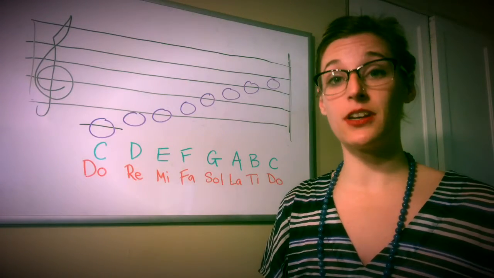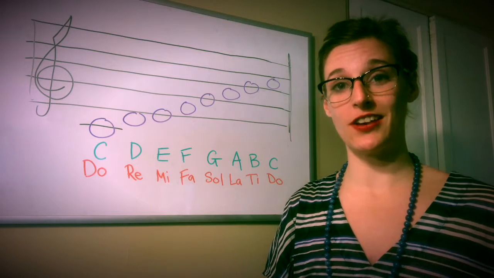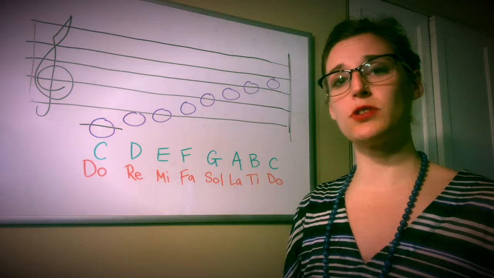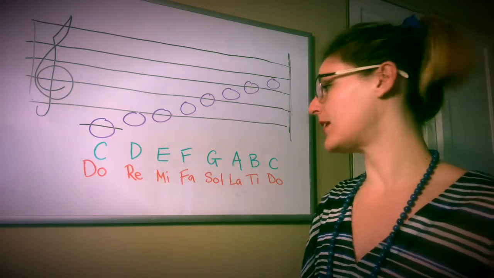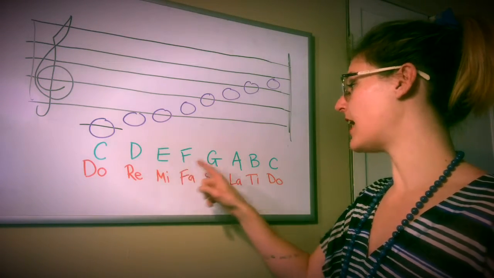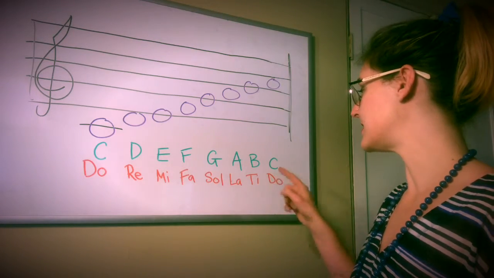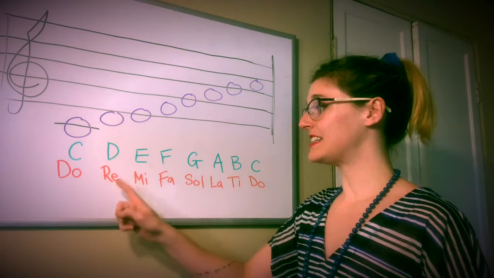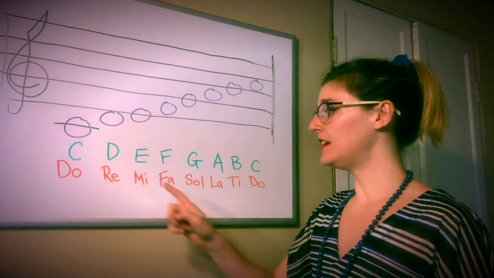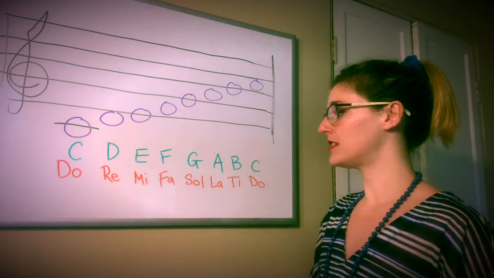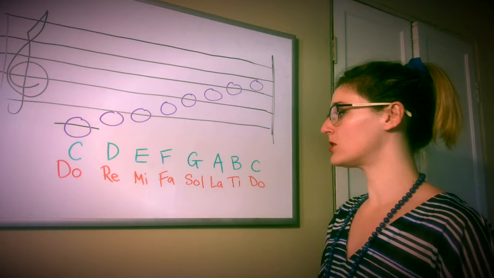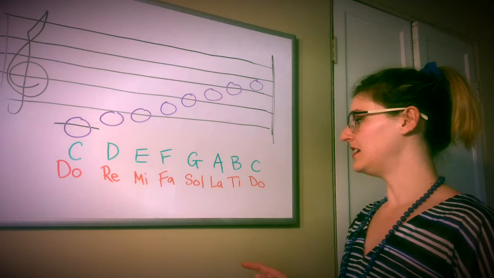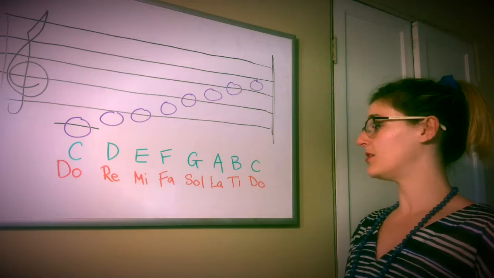The first specific major scale we'll study is the C major scale. The reason we start with the C major scale is that it has no sharps, no flats. It just lays out C, D, E, F, G, A, B, C. In the C major scale, C is do, D is re, E is mi, F is fa, G is sol, A is la, B is ti, and C is do again.